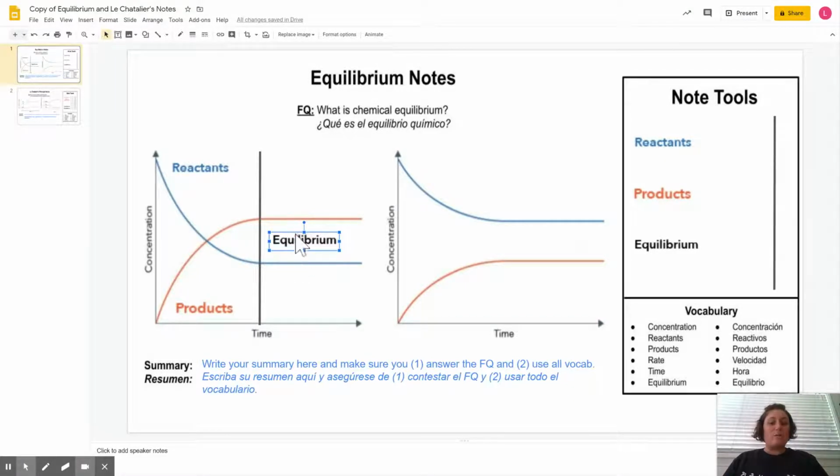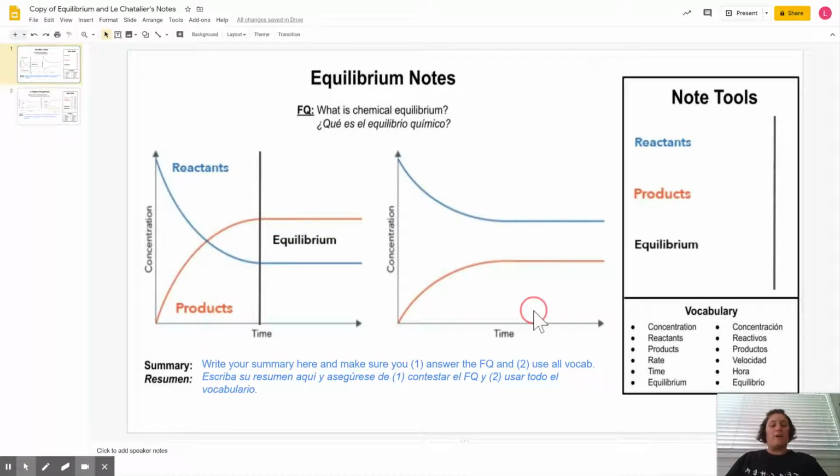If they were equal to each other, the lines would overlap. But because the products line is higher than the reactants, I know that in this equilibrium scenario, I'm making more products than I am reactants. Okay?